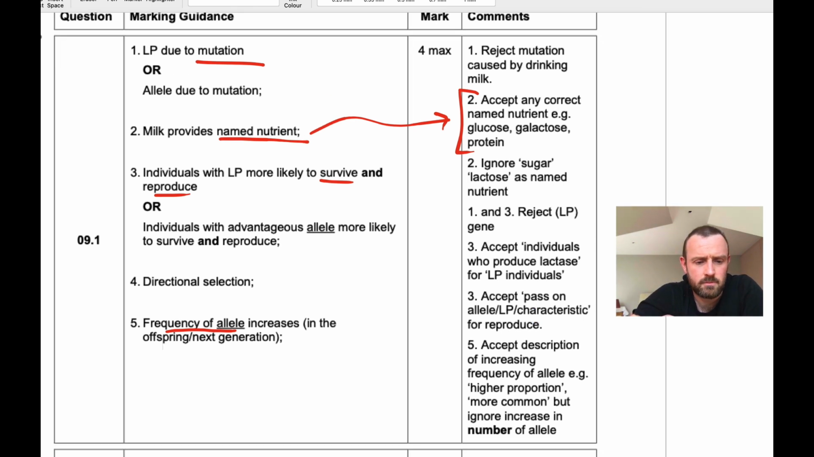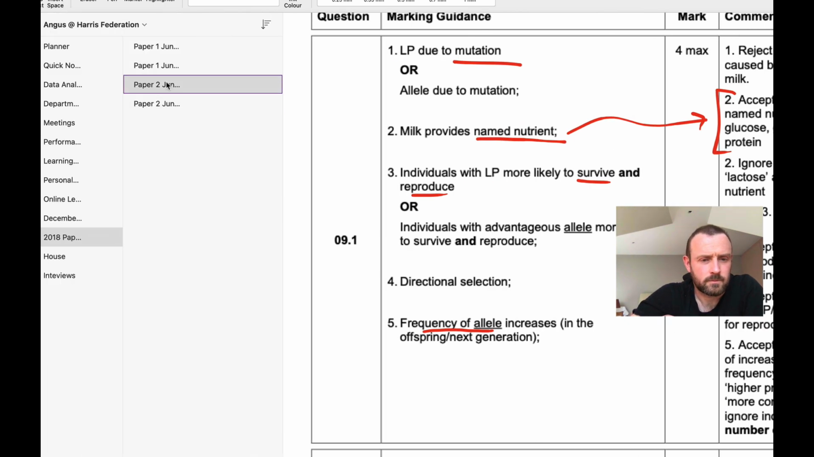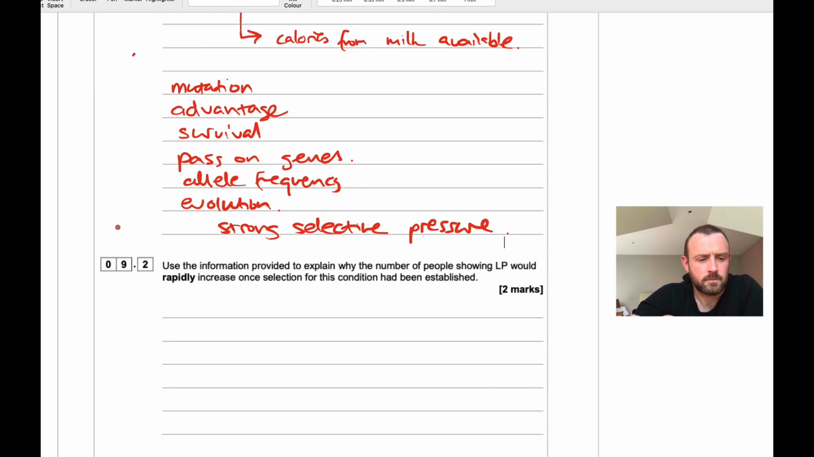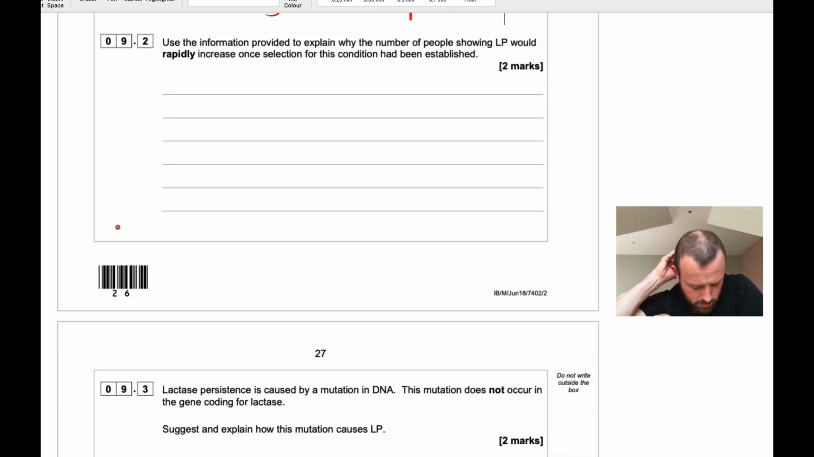Okay, there's the mark scheme. See how you did. 9.2. Use the information provided to explain why the number of people showing LP would rapidly increase once selection for this condition had been established.